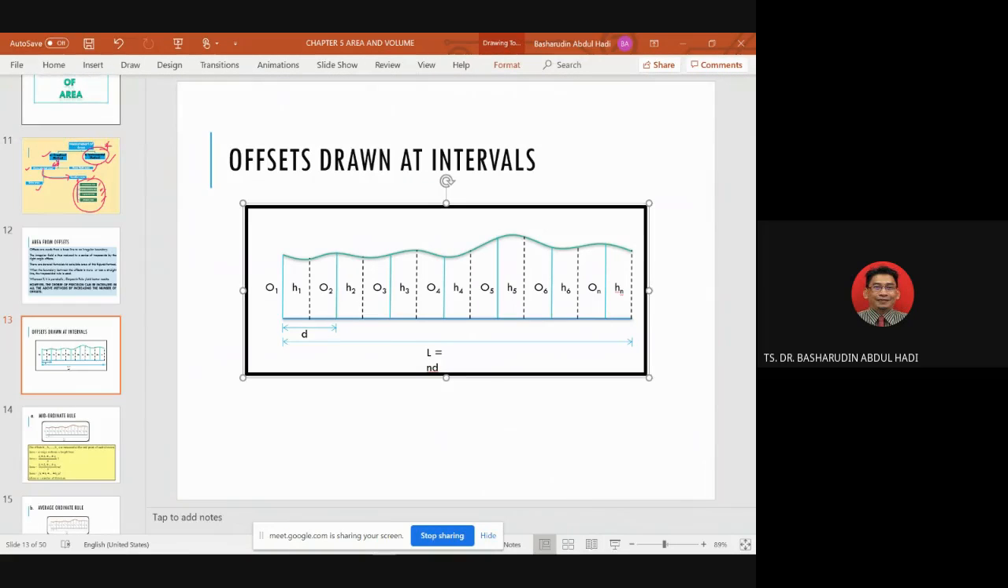We have a distance from 0,1 until 0,2. And then the total length is from 0,1 until this one, HN. So that is L, and this is what we call the distance from section to section. Okay, and this is the existing one.